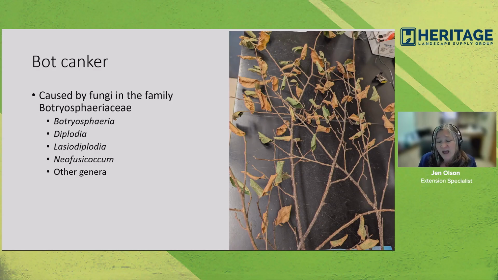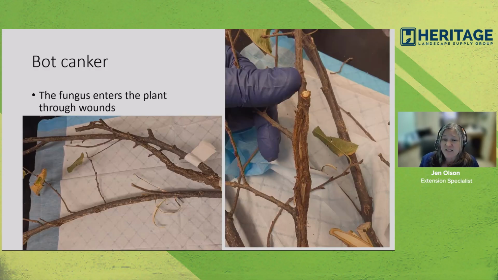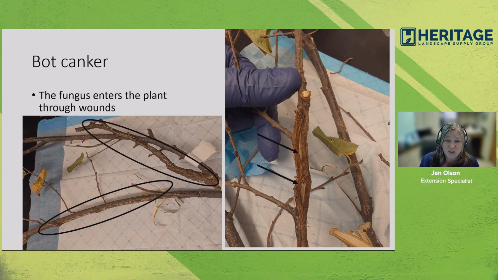So one of our county extension educators brought me these elm branches. This was only about 2 weeks ago. And she was worried it might be Dutch elm disease since we see some browning and leaf rolling. And as I started looking at these branches, I noticed that there was a lot of wounds. So in these circled areas on the left, it looks to me like maybe the branches were rubbing. There's a lot of damage on one side of the limb.